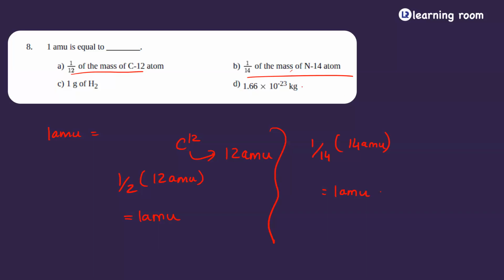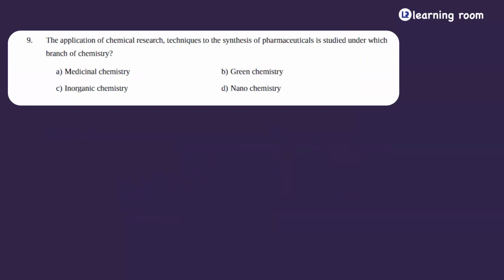Fine. So for this, A is correct and B is also correct. Next, application of chemical research techniques to the synthesis of pharmaceuticals is studied under which branch of chemistry? So simple, pharmaceuticals, medicine. So it is medicinal chemistry. Clear?